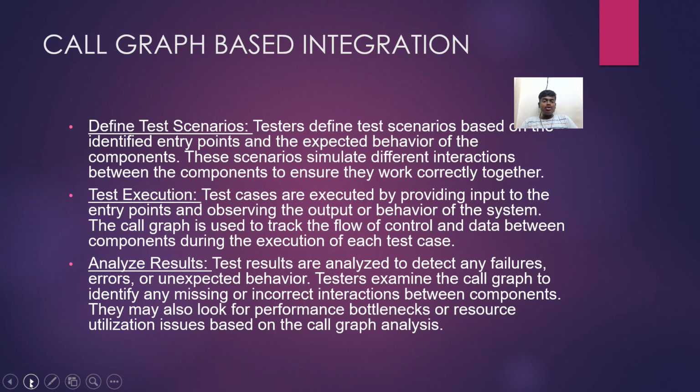Test execution. Test cases are executed by providing input to the entry point and observing the output or behavior of the system. The call graph is used to track the flow of control and data between the components during the execution of each test case. Analyze results. Test results are analyzed to detect any failures, errors, or unexpected behavior. Testers examine the call graph to identify any missing or incorrect interactions between the components. They may also look for performance bottlenecks or resource utilization issues based on the call graph analysis.